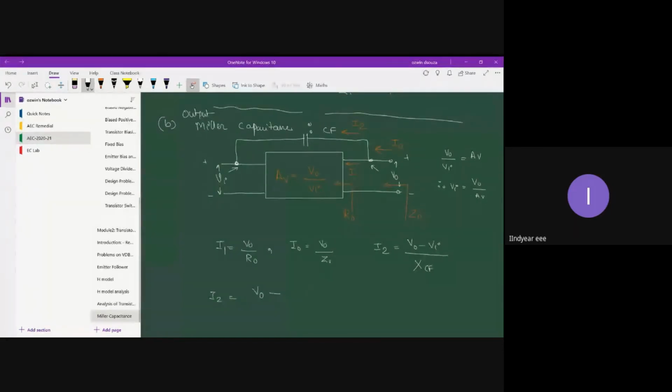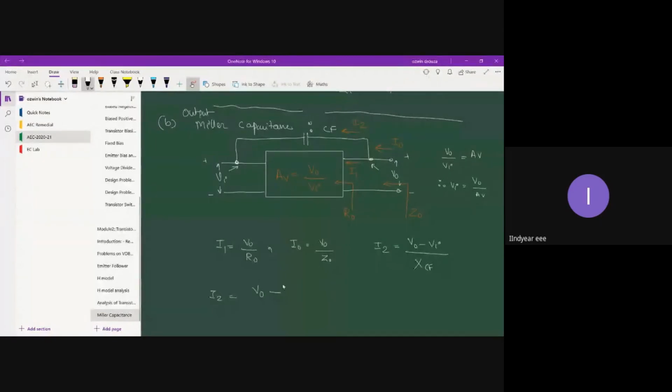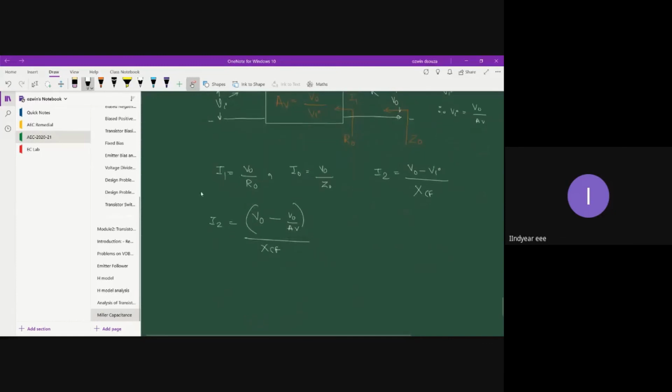The same thing I'm going to substitute here. So in place of Vi, I'm going to substitute V0 divided by AV, divided by XCF.